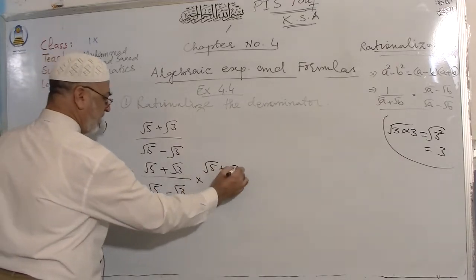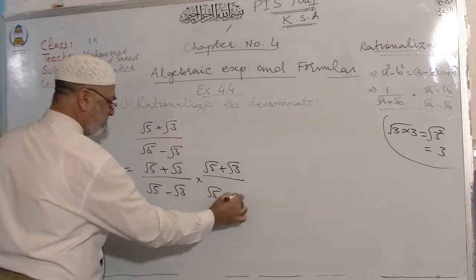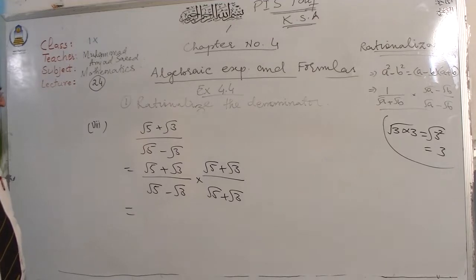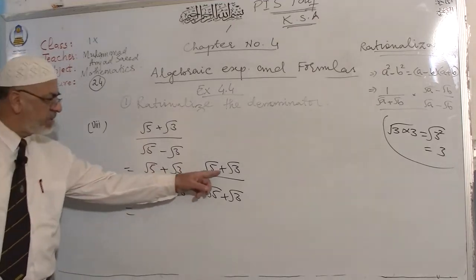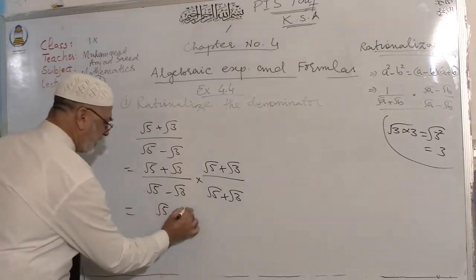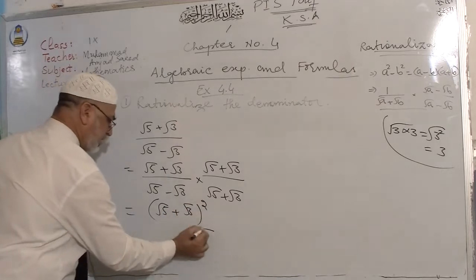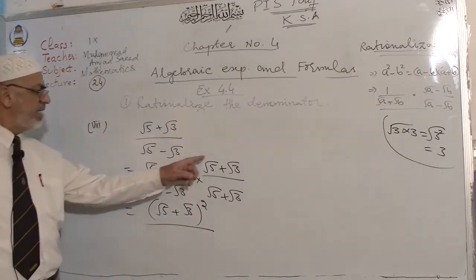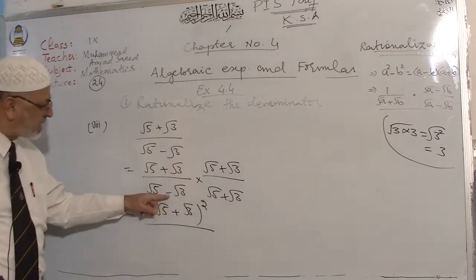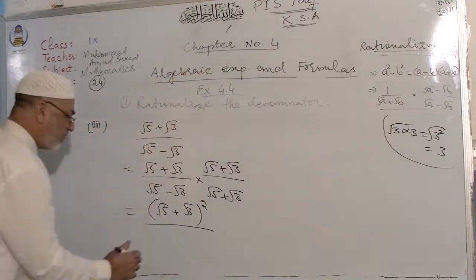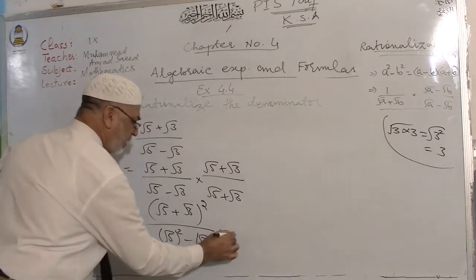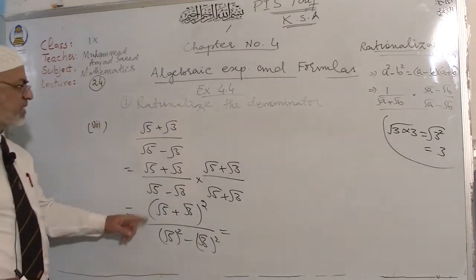Root 5 plus root 3, root 5 plus root 3. Here you can check, this is positive, this is positive. Same term with same sign, remember that it will be whole square. Same sign with same term, whole square. Same term with different sign, that is formula number 1: first square minus second square. Here you will apply the formula of square.